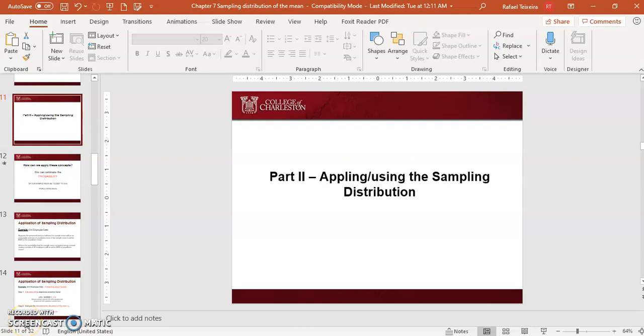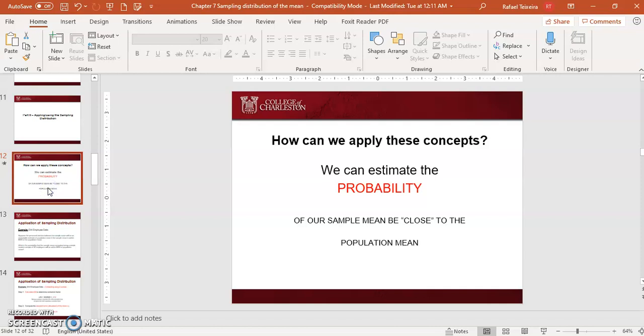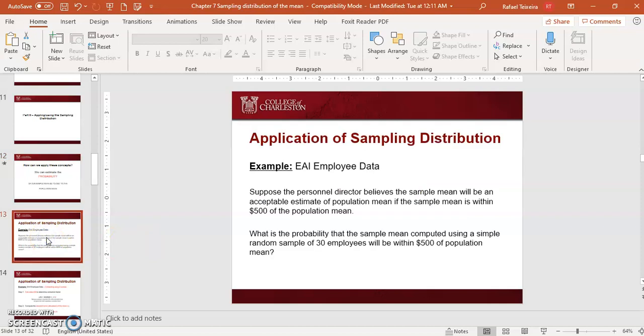Hi, in this video I'm going to show you how to apply the sampling distribution concepts for real problems, and how to solve them in Excel. So how can we apply these concepts? We can estimate the probability of our sample mean being close to the population mean. Let's take a look at one example.